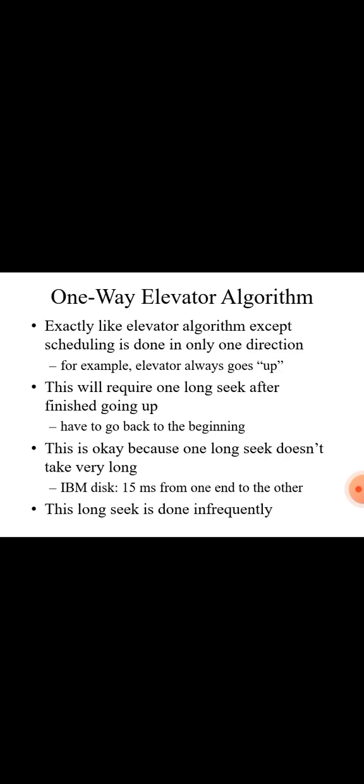This is the one-way elevator algorithm. It is exactly like the elevator algorithm except scheduling is in one direction. For example, the elevator always goes up, one way only. Another one is one long seek after finishing going up, back to the beginning. Going back to the beginning is very useful for detecting errors available in the path. This long seek is done infrequently.